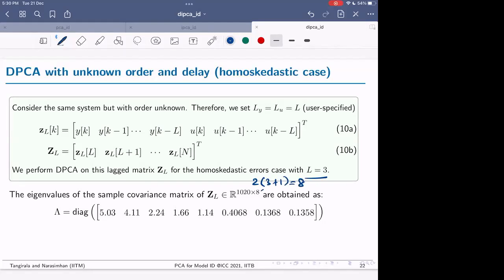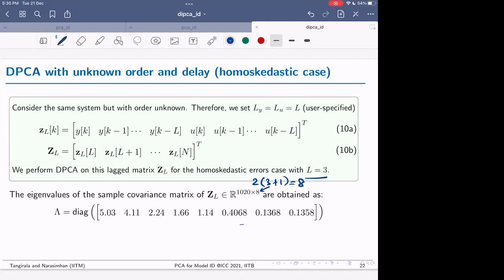That's 8. And that's why there are 8 columns in Z. And because we have assumed L equals 3, you will have to actually sacrifice the first 3 observations. So you have only 1020 observations. And the eigenvalues are obtained here, reported here.